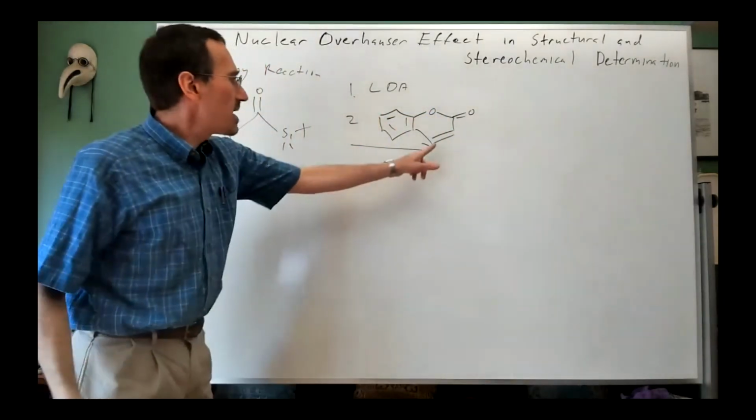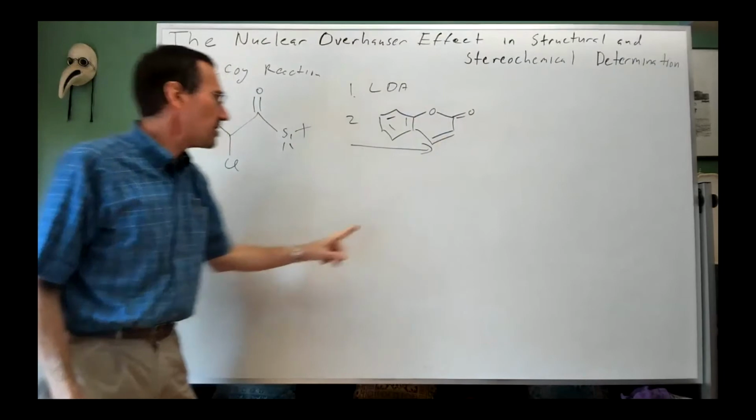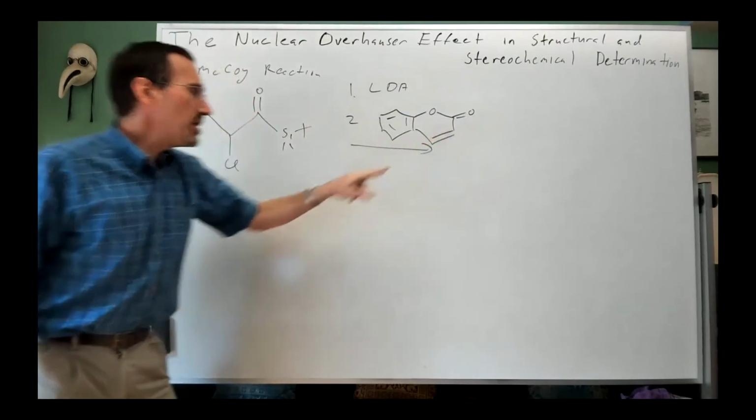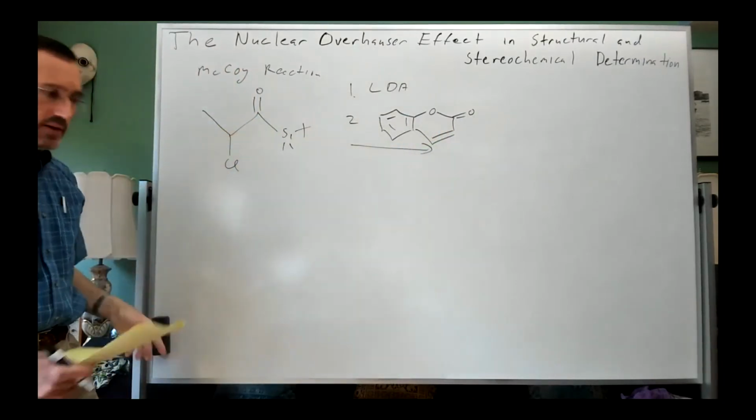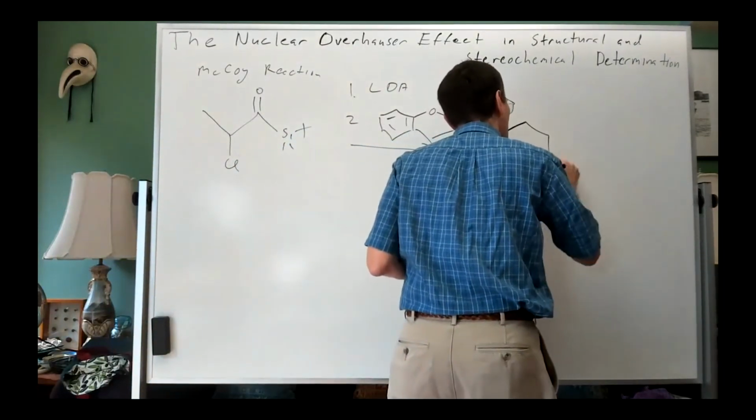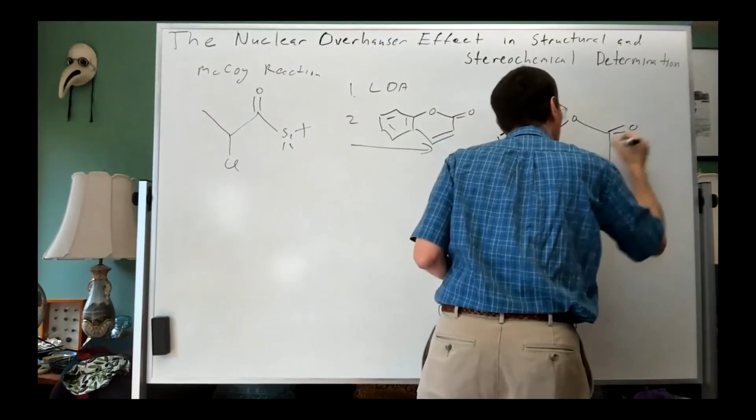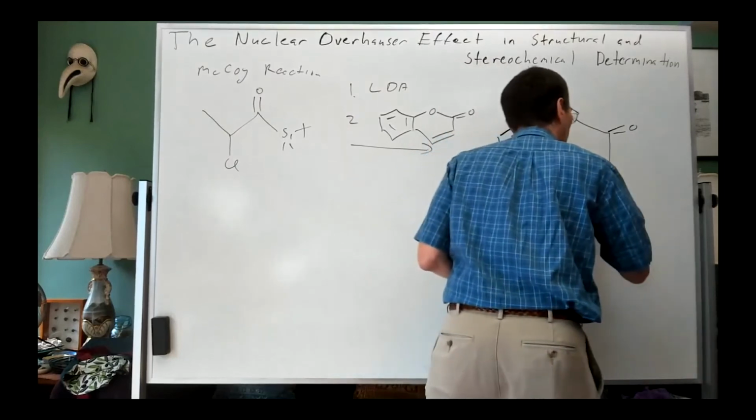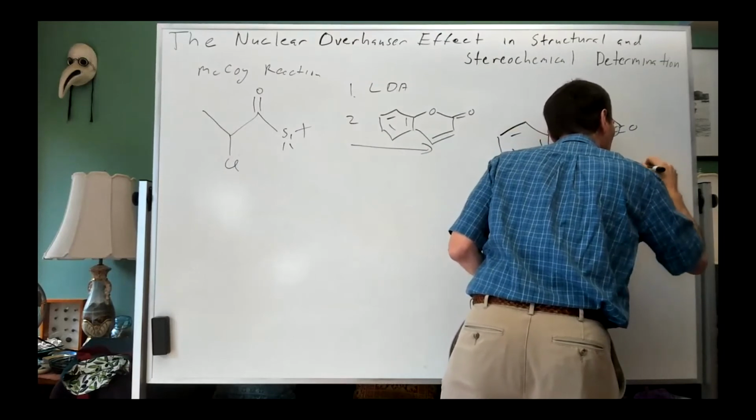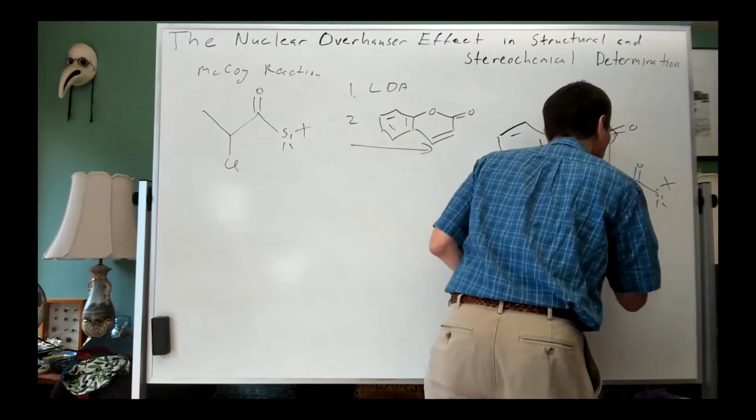The coumarin has an alpha-beta unsaturated carbonyl, so it's electrophilic at the beta position. The enolate adds to the beta position, and you get a new enolate. The new enolate now intramolecularly displaces the chloride. The product of the McCoy reaction then is the cyclopropane, like so. And I'm going to draw squiggly lines to indicate the stereochemistry.